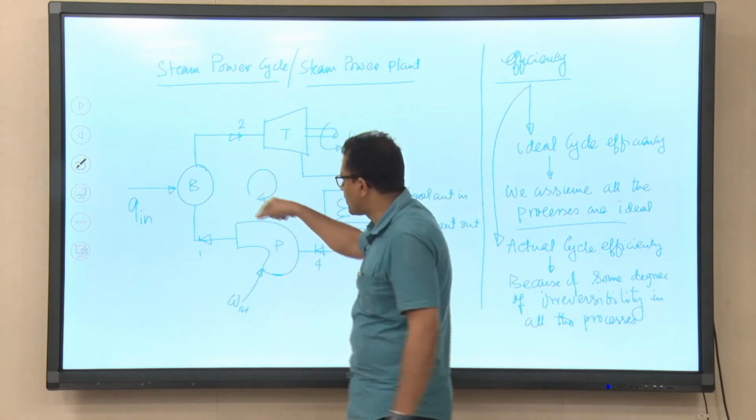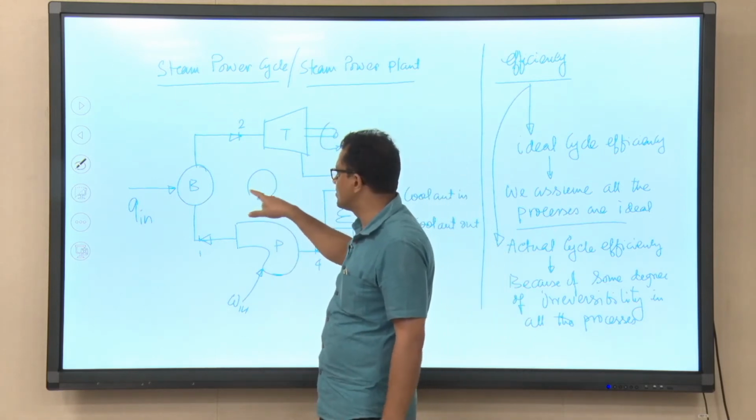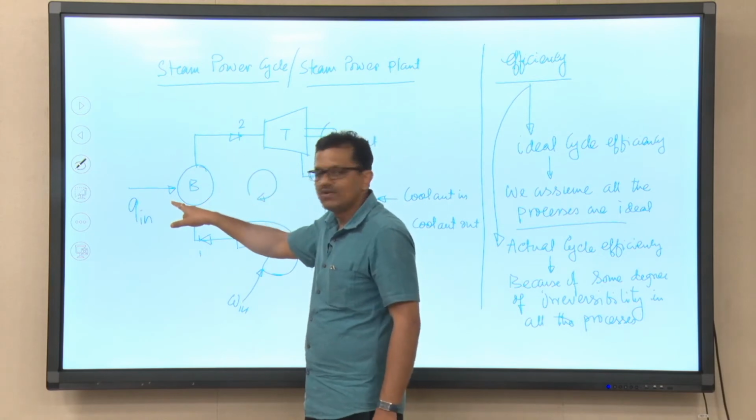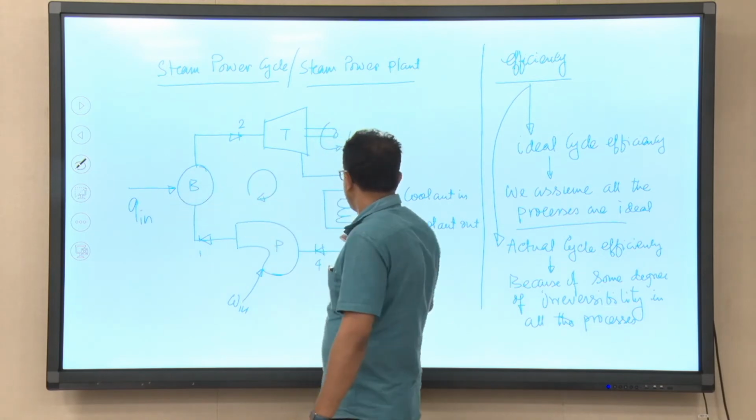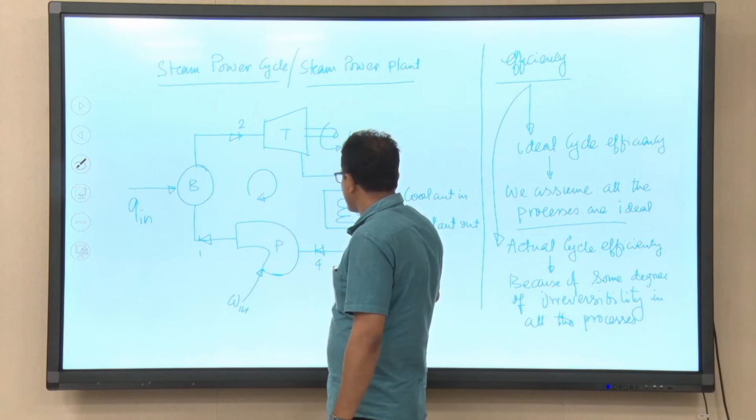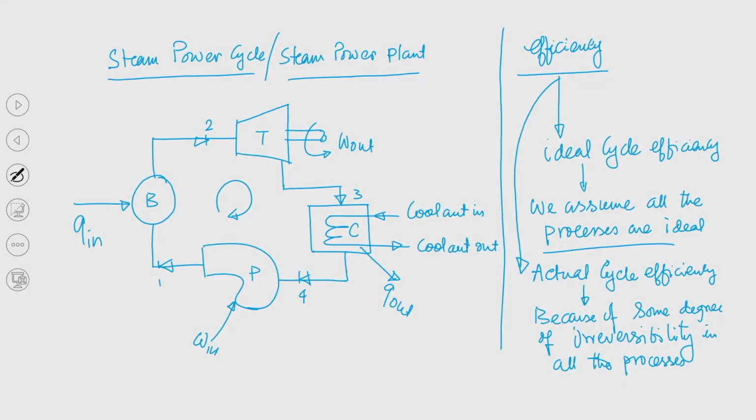To operate this system, to run this system, here we have input energy, we have circulation of the coolant, and we also have work input to the pump. So, basically the operational cost is associated with the operation of this pump, this condenser, this turbine, and the boiler, right. So, operational cost is there.